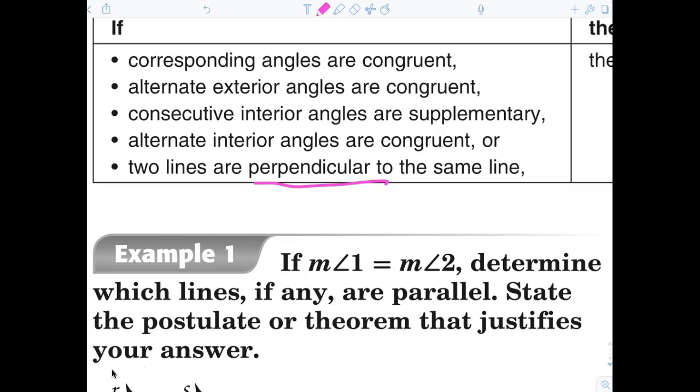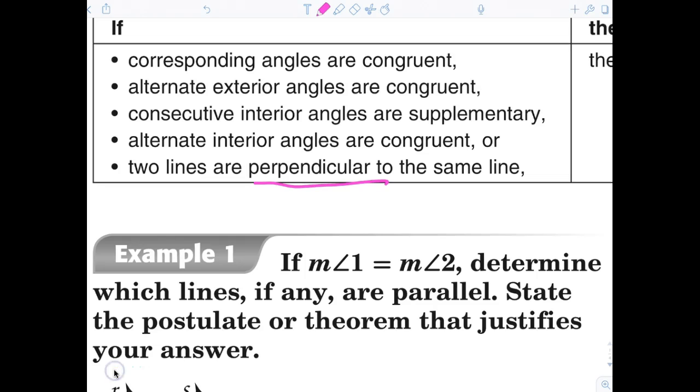Right? They discussed consecutive, right? Does everybody agree with me on that picture? They were consecutive interior, right? So you go to your notes. What do consecutive interior angles have to be? Supplementary, if the lines are parallel.